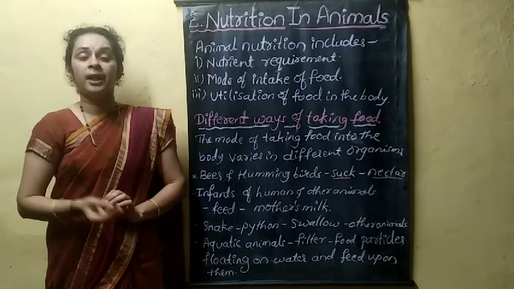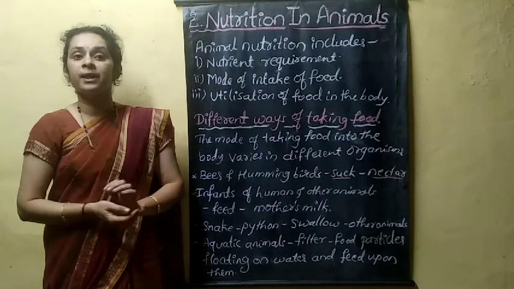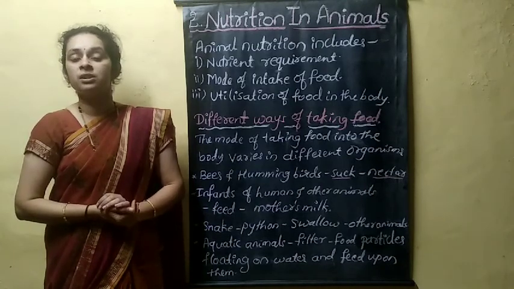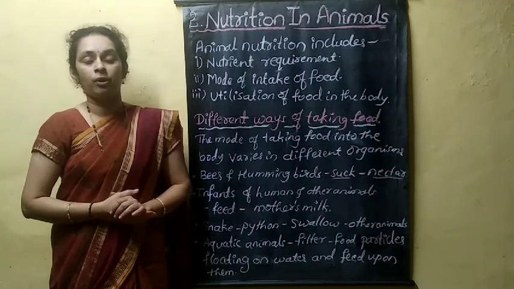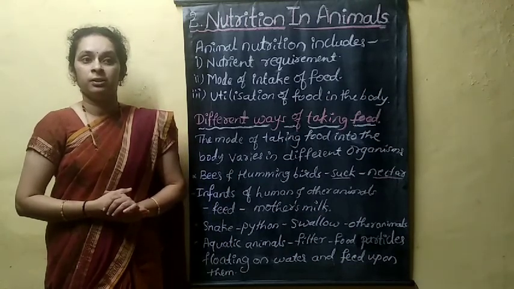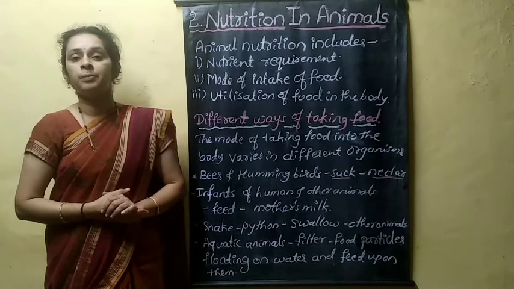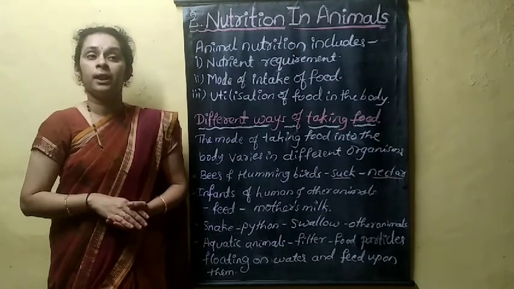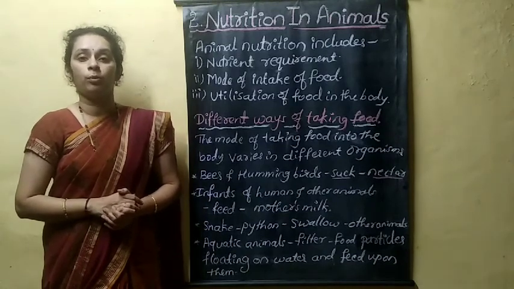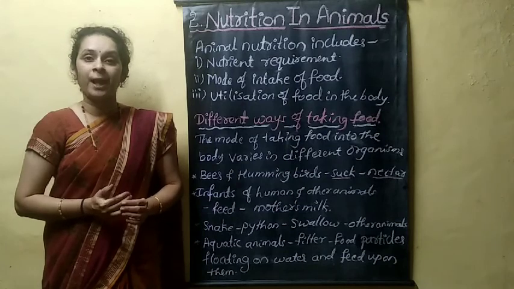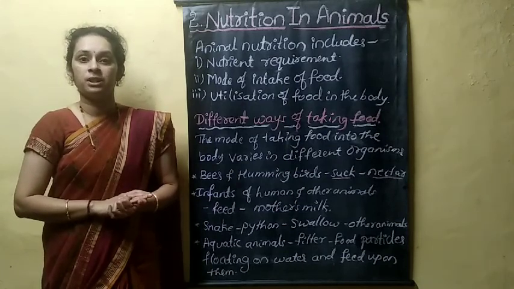You studied nutrition in plants. Plants prepare their own food by using simple raw materials present in the environment or in nature. With the help of a process called photosynthesis, plants can prepare their own food. That mode of nutrition is called autotrophic mode of nutrition. In plants, we observe the autotrophic mode of nutrition.